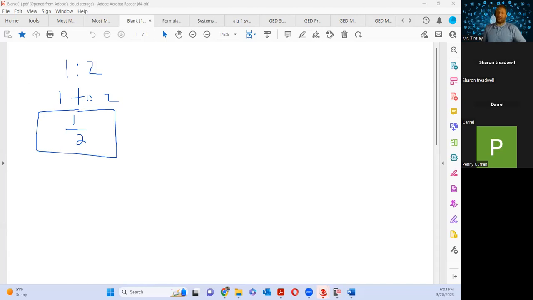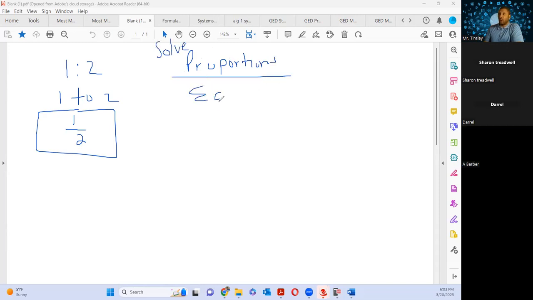So once you have it as a fraction, then all the same rules apply when you're working with fractions. So equivalent fractions. The ways I tell you to solve proportions is, first of all, equivalent fractions. That's the first way you should try, especially on the GED. The second way is unit rate. And the third way is cross multiply.